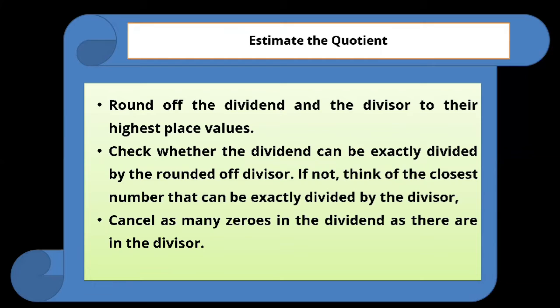So in estimating the quotient, if you remember the word estimate doon sa ating previous video na estimate the product, ang sabi estimate, which is we are going to round off the dividend and the divisor to its highest place value. So yung dividend natin and divisor, i-round off muna natin siya sa highest place value. And then after that, we are going to check whether the dividend can be exactly divided by the rounded off divisor. If not, titingin tayo ng pinaka-closest number that can be divided sa ating divisor. Okay po. Next is to cancel as many zeros in the dividend as there are in the divisor. So, eto na yung gagamit din tayo ng ating cancellation process. So, to further understand this one, let's have an example.